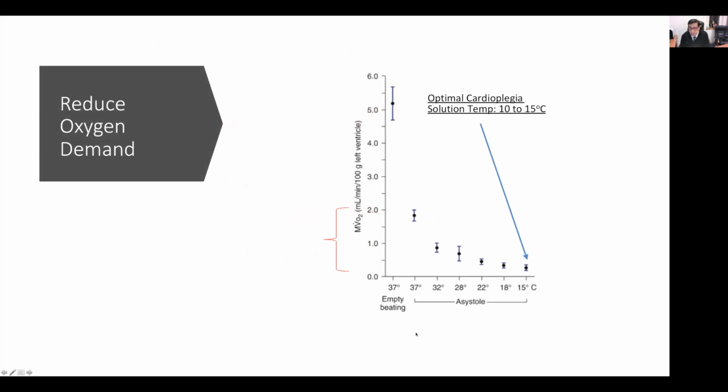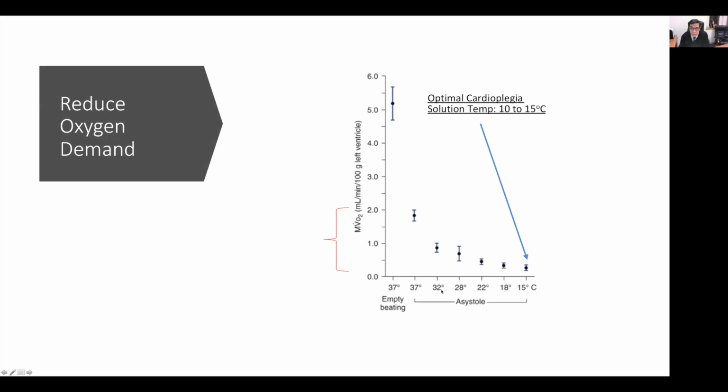Well, this graph actually shows you quite well what is the most impactful thing that you can do to reduce oxygen demand. This is a graph showing temperature, and both in the empty beating heart and here in the arrested heart. And here is oxygen demand on the y-axis. So empty beating, it's requiring a large amount of oxygen because it's contracting. As soon as you arrest it, about 1/3 of the energy is required as when it's beating.